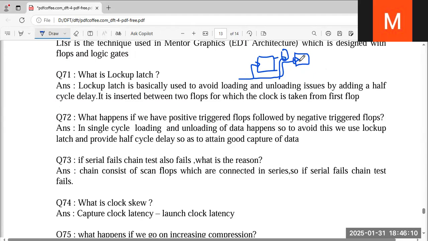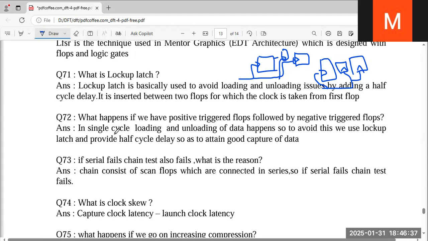If we have different clock domains, so two flops with different clock domains, and you connect this lockup latch to this clock, again the problem will come. I explained why this problem comes and how we can rectify it in my previous video.